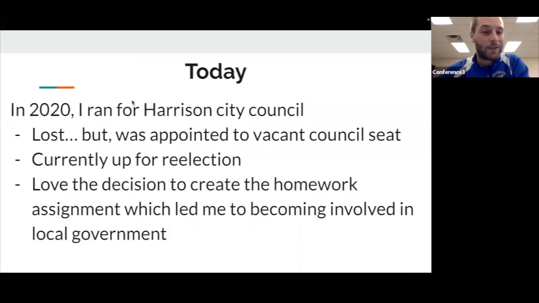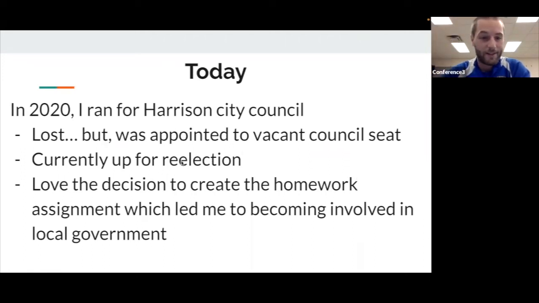So in 2020, I ran for city council and I lost. But there was a vacant seat after the election and I was appointed to that. So 2022, I'm up for re-election. I put in my paperwork. If you listen to the news, I heard it on the radio, said all the election paperwork was due yesterday for the August primary.